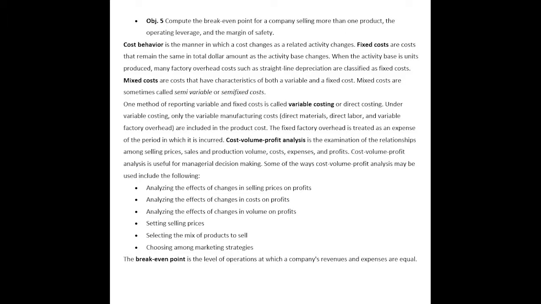One method of reporting variable and fixed costs is called variable costing or direct costing. Under variable costing, only the variable manufacturing costs, direct materials, direct labor, and variable factory overhead, are included in the product cost. The fixed factory overhead is treated as an expense of the period in which it is incurred.